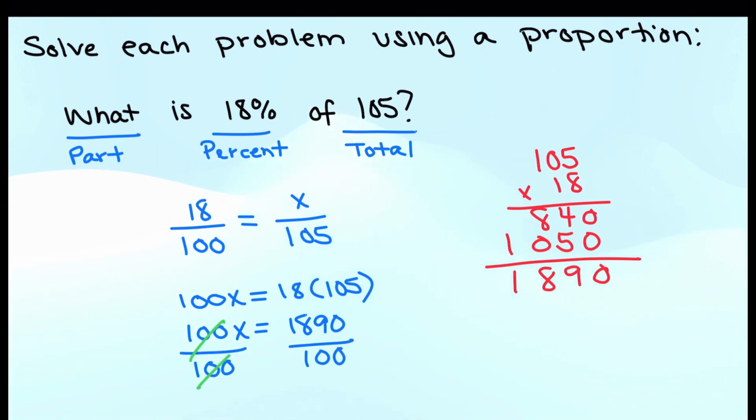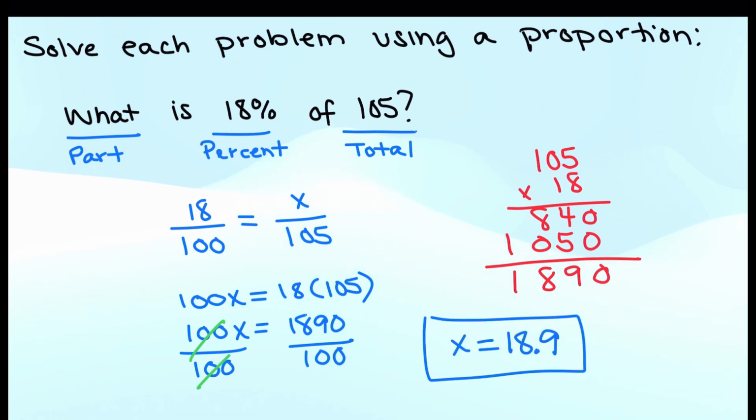To solve for x, I'm going to divide both sides by 100. Dividing by 100 takes the decimal, moves it 2 places to the left. So 1, 2. That gives me 18.9. So x is 18.9.